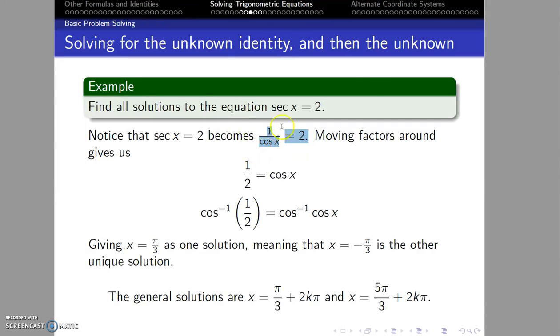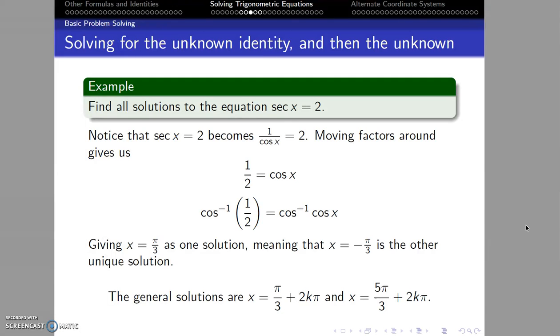So I need to multiply both sides by cosine, divide both sides by 2, and I end up with the statement 1/2 equals cosine x. Now I can solve for x using arccosine. I get x equals arccosine of a half. I get one solution from arccosine, and that is pi over 3, or 60 degrees. Cosine's even, so I get the other solution to be negative pi over 3, or negative 60 degrees. And those are my two unique solutions. Together that gives me all my solutions at x equaling pi over 3 plus 2k pi, and also, by tradition, 5 pi over 3 plus 2k pi.